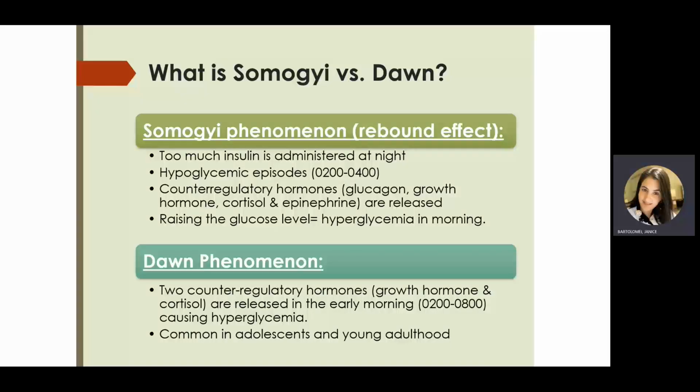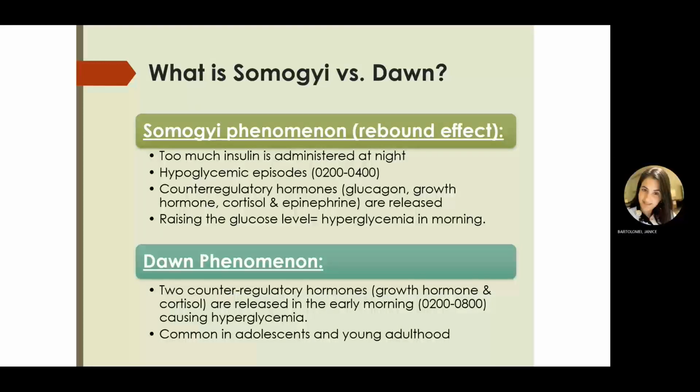Now, on the contrary, we have dawn phenomenon. And honestly, dawn phenomenon occurs mostly in adolescence and young adulthood. The reason for it has to do with two hormones again, the growth hormone and cortisol. These hormones are high when we are young because we're growing. They're at their peak, and they are always being released when we're young.